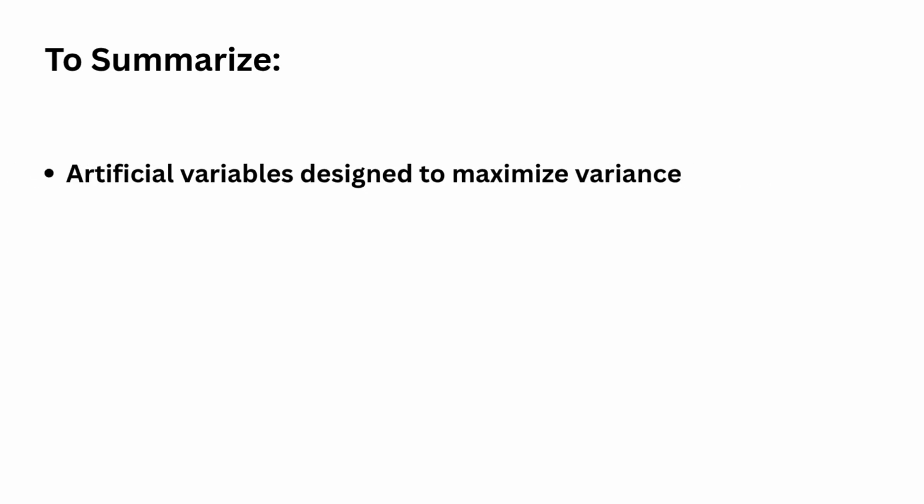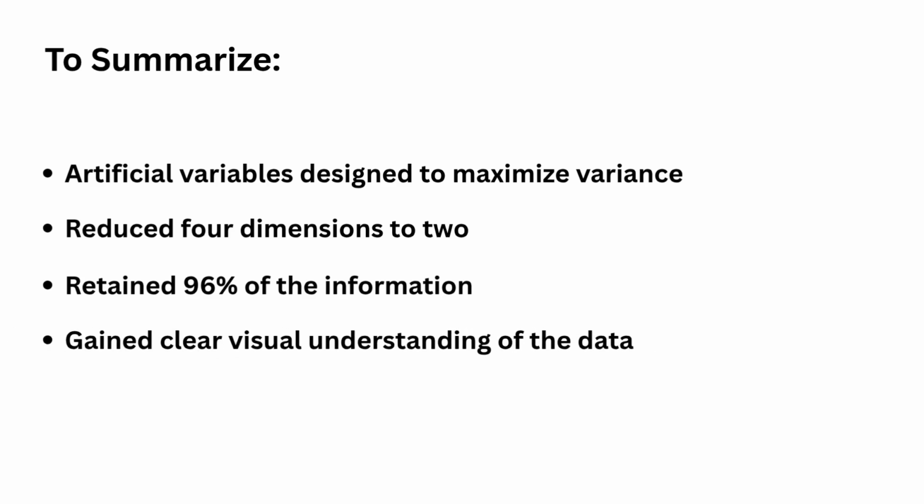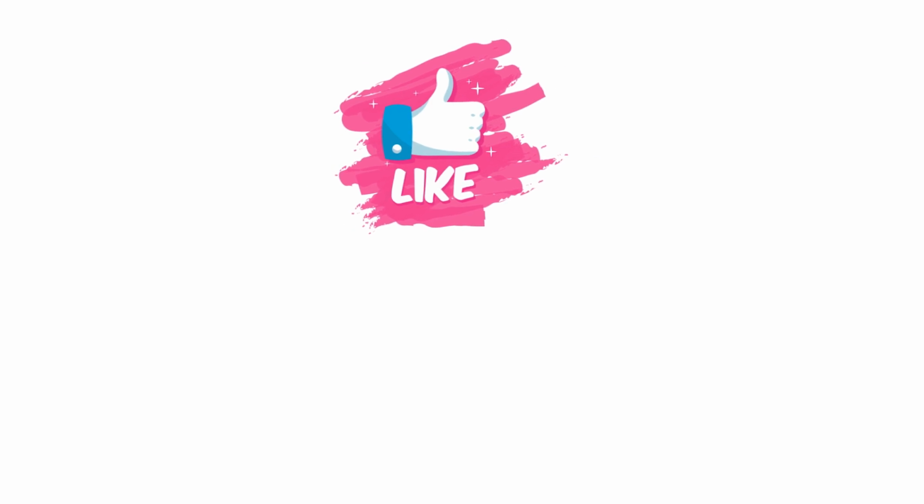To summarize, principal components aren't just original features, they are brand new, artificial variables designed to maximize variance. By using PCA, we reduced 4 dimensions into just 2, retained 96% of the information, and gained a clear visual understanding of our data.